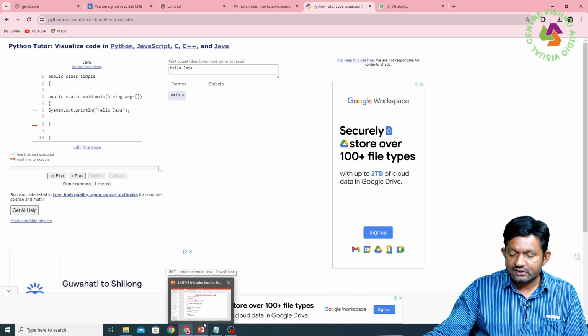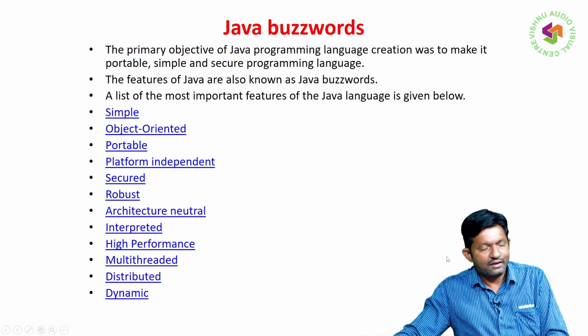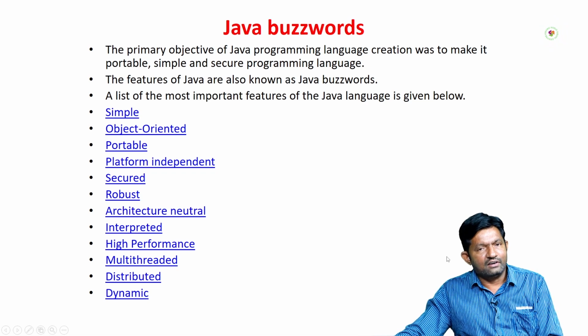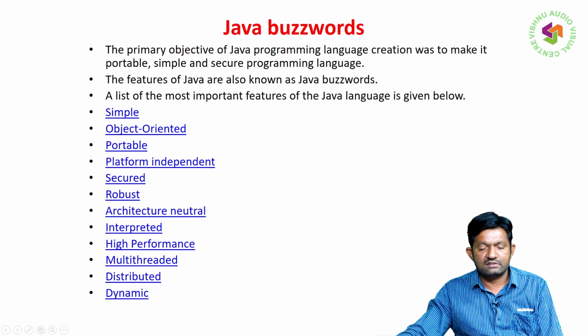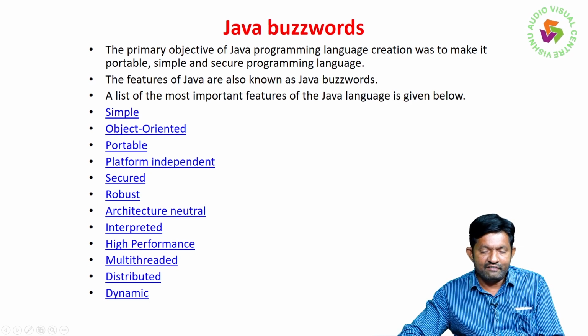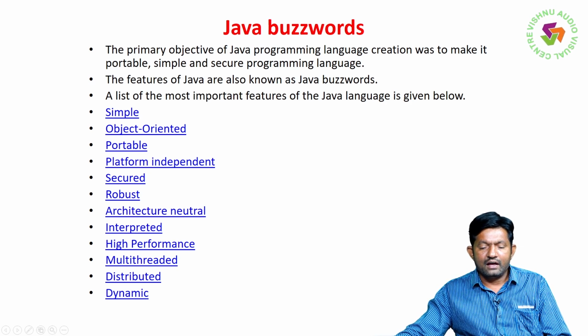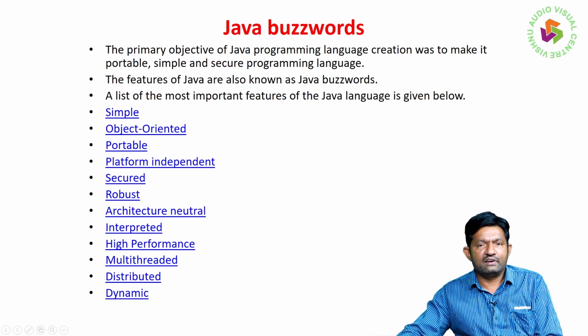So that's all about the introduction to Java. Next, coming to the Java buzzwords or Java features. The primary objective of the creation of the Java programming language was to make it a portable, simple and secure programming language. The features of Java are also known as Java buzzwords. A list of the most important features of the Java language is given below. There are 12 Java buzzwords in total.